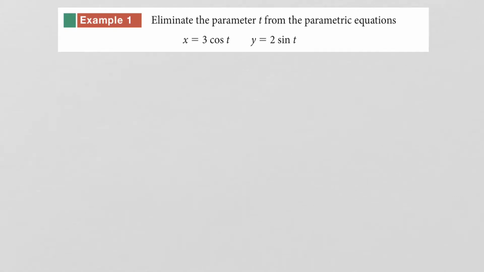Suppose I give you the parametric equations x equals 3 times the cosine of t and y equals 2 times the sine of t. And what I want you to do is eliminate the parameter t from these parametric equations. In other words, can you write a single equation involving only x and y? And if so, how would you do this? Well, remember the Pythagorean identity. Cosine squared of t plus sine squared of t is equal to 1. Well, we don't have cosine of t and sine of t isolated, but we certainly could isolate each of those in these parametric equations.